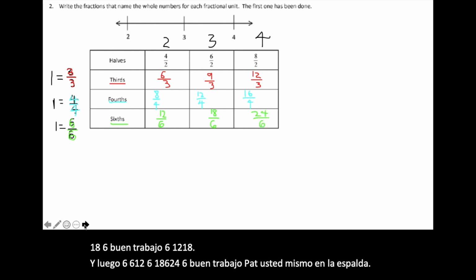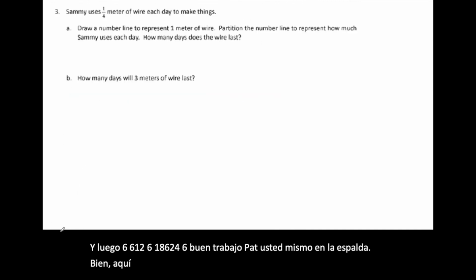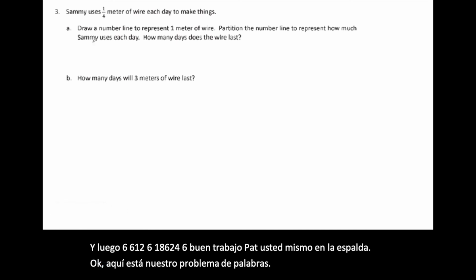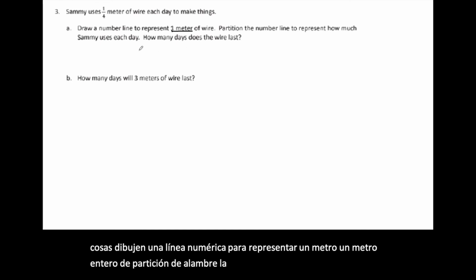Okay, here's our word problem. Sammy uses 1/4 meter of wire each day to make things. Draw a number line to represent 1 whole meter of wire. Partition the number line to represent how much Sammy uses each day. How many days does the wire last? So let's start by making our number line.